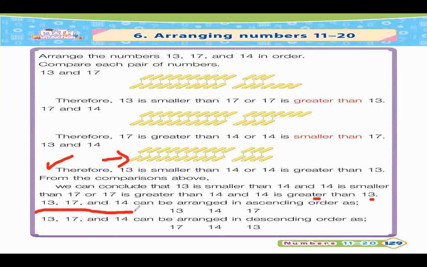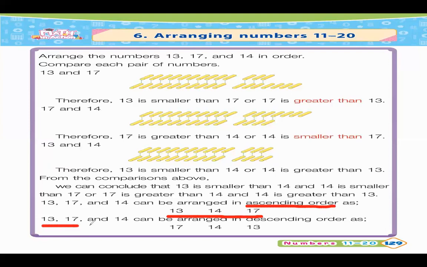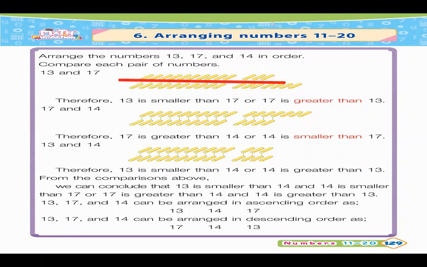13, 17, and 14 can be arranged into 13, 14, 17. That is ascending order. 13, 17, 14 can also be arranged into descending order. How? That is from biggest to lowest number. Okay, 17, 14, and 13. So please count, students. Again, this is how you're going to count it. Above, we have 13, and the other one is 17. So that is how you can count it.